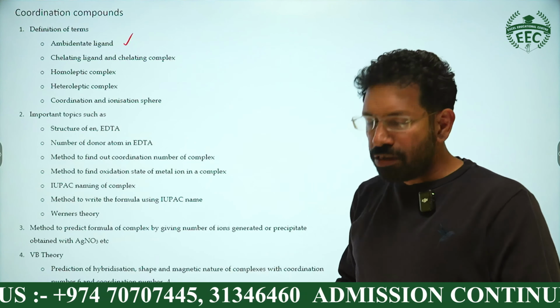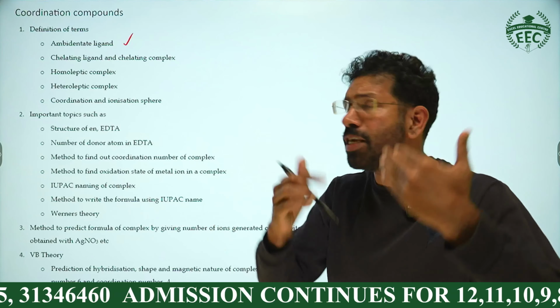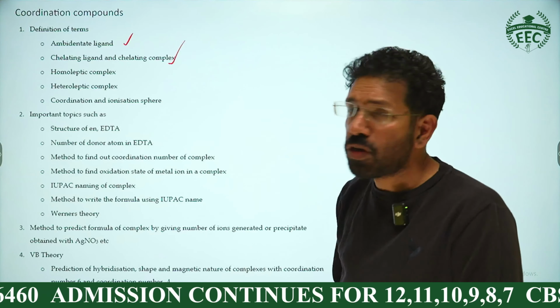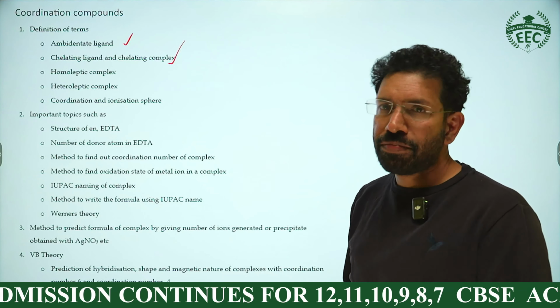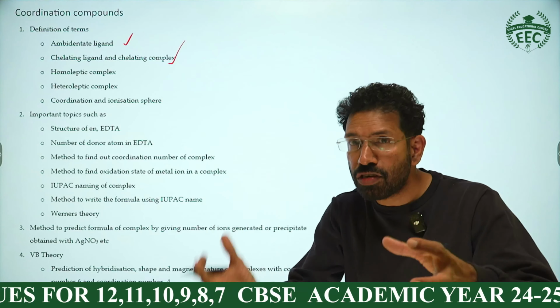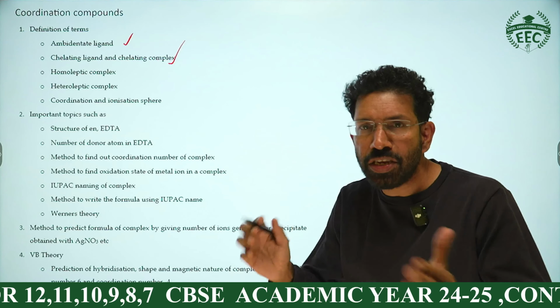Sometimes they may ask an objective question, which of the following is an ambidentate ligand. They may ask which of the following is a chelating ligand. We know that bidentate or polydentate ligands are considered to be chelating ligands. They can form ring-like structure complexes. So remember this chelating ligand.